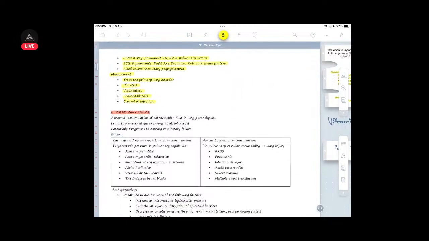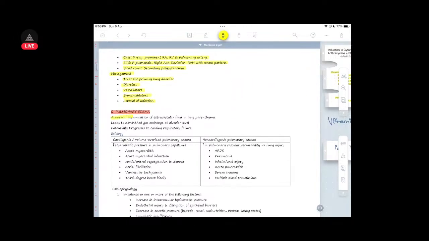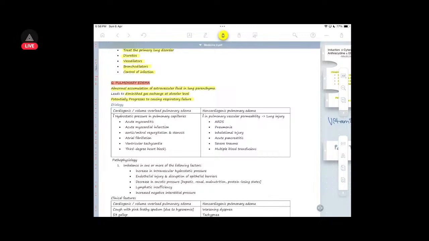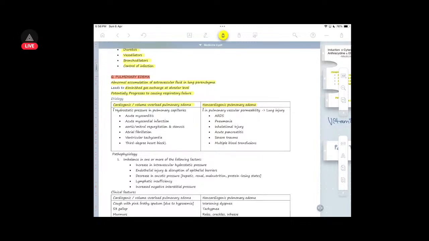Then you have pulmonary edema, which is abnormal accumulation of extravascular fluid in the lung parenchyma. Leads to diminished gas exchange at alveolar level, potentially progresses causing respiratory failure. So etiology, it can be cardiogenic or volume overload pulmonary edema, or it can be non-cardiogenic pulmonary edema.